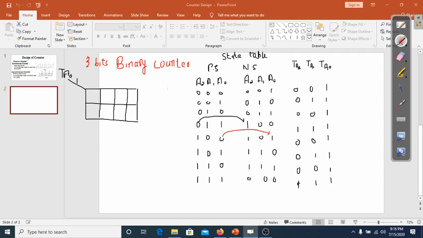Here I will incorporate A1 and A0. Here I will incorporate A2, the most significant bit, so it could be a 0 or it could be a 1. So there are 4 combinations here: 0 0, 0 1, 1 1, and 1 0.